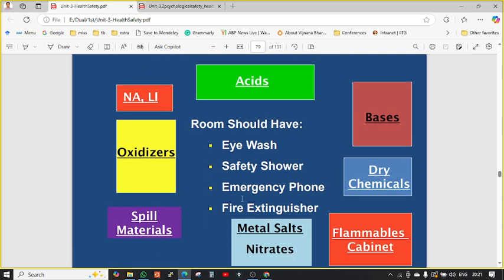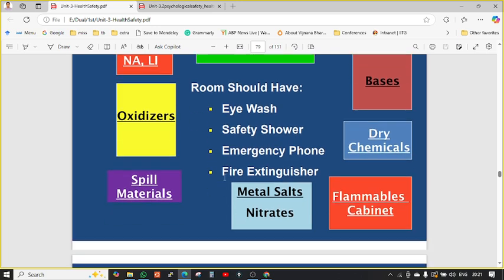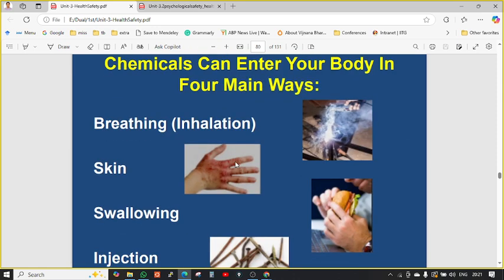So if you have contact with some chemicals, then what happens? Firstly, you wash your eyes. Then the safety shower. Where is the safety shower? It means where water is available for washing the eye, ear, or hand. The emergency phone number is also kept near this rack, and the fire extinguisher. These are the different information that should be kept where the chemicals are stored.